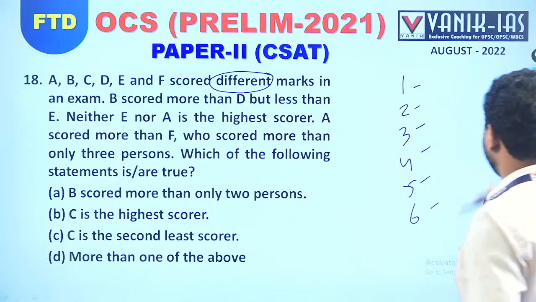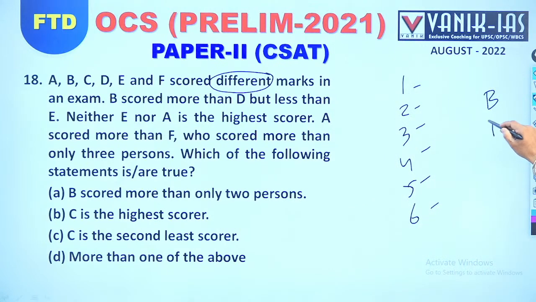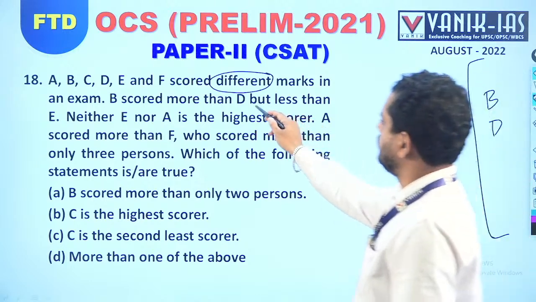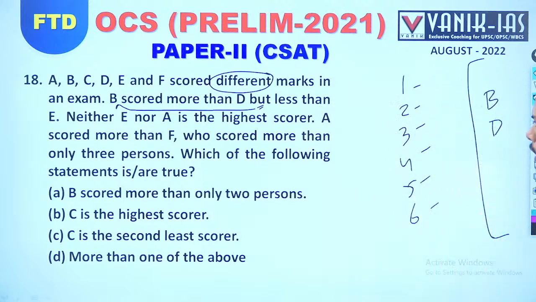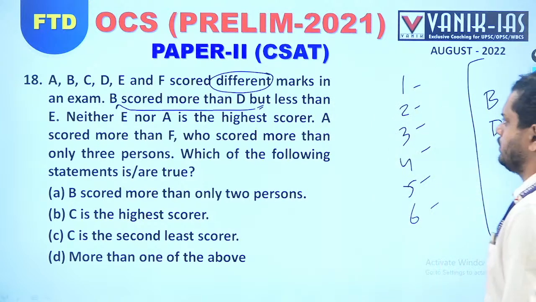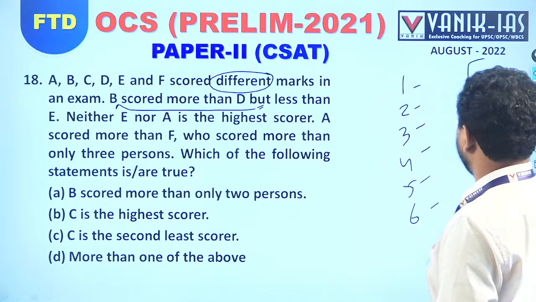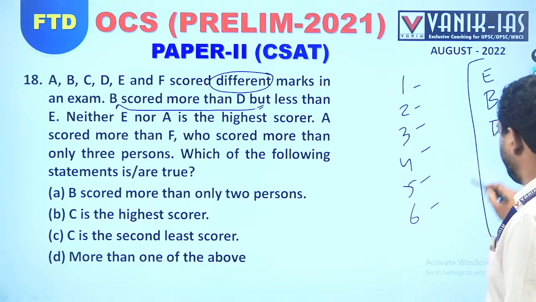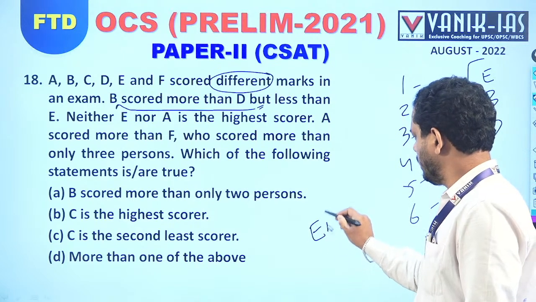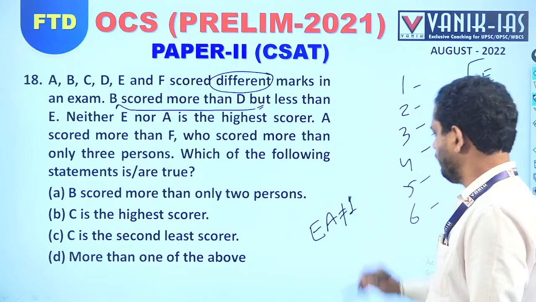B scored more than D. Of course, B is more than D. Here it is, rough work, friends. But means it will be connected with the first person; if any WH word other than while, it will be connected with the immediate person. D but less than E. But less than E, here it is. Neither E nor A has the highest score. E and A. E and A are not equal to 1.